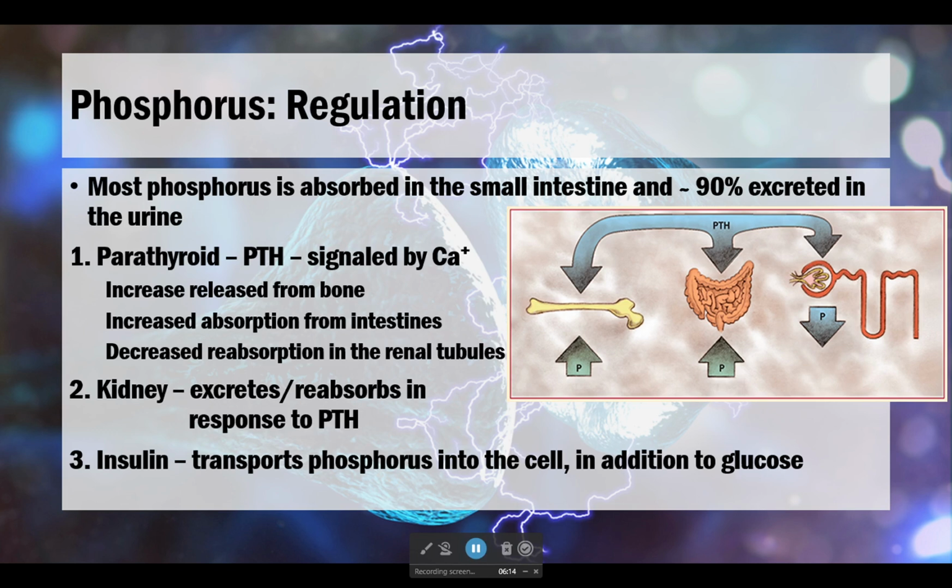So back to some concepts we talked about earlier with calcium. Phosphorus is affected by parathyroid hormone. So when parathyroid hormone is signaled by calcium, we have an increase of release of calcium from the bone, increase in absorption from the tissues, and decreased reabsorption in renal tubules. In other words, as I mentioned earlier, the body holds on to calcium. As the body holds on to calcium, phosphorus levels go down.